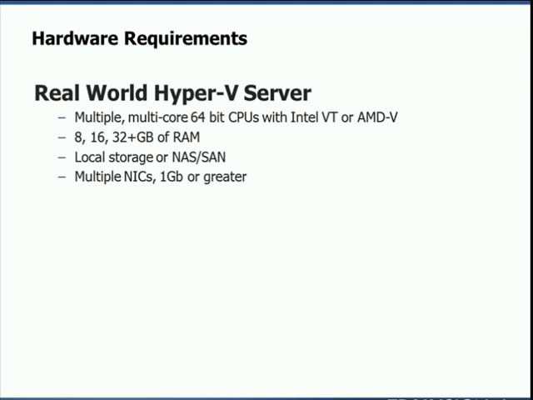You'll have local storage or perhaps connectivity to network-attached storage or a storage area network, such as Fibre Channel, iSCSI, or a new Windows Server 2012 host running the new SMB3 protocol. Additionally, you'll have multiple network interface cards, all running at gigabit Ethernet speeds or greater. That's the kind of real-world Hyper-V server that you'll be using in production with Windows Server 2012 Hyper-V.